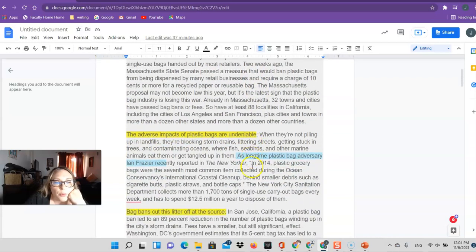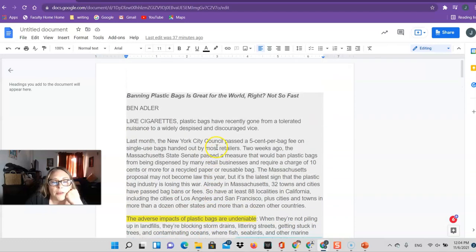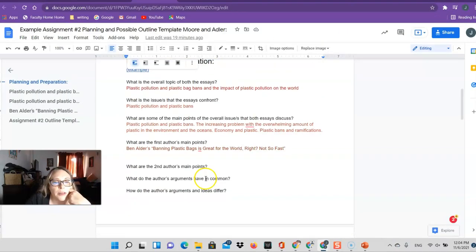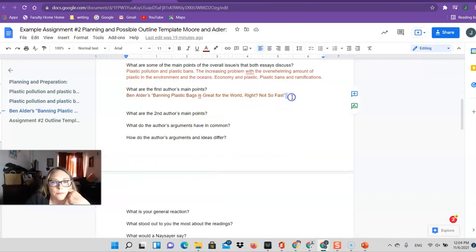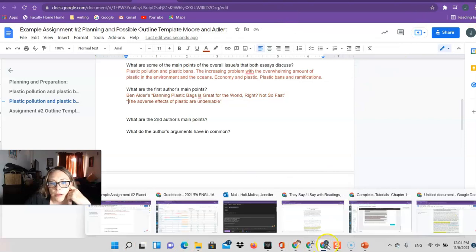So here's my article, right? It says the adverse effects. One of his major ideas is that the adverse impacts of plastic bags are undeniable. Okay, so that sounds like something we could definitely put down here. So the main points are that the adverse effects of plastic are undeniable. And if we're smart, we'll put this in quotation marks because we know it's a quote and we can use it again later, right? Okay, so let me get that back up here.